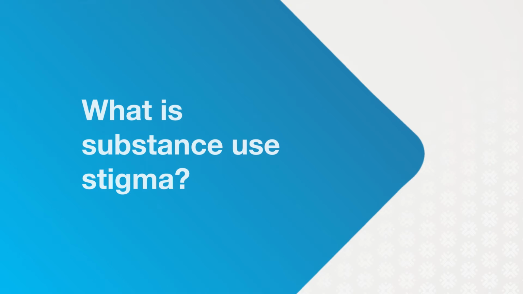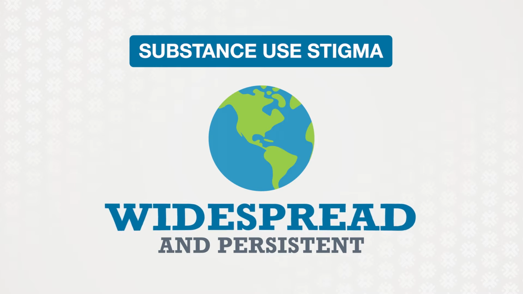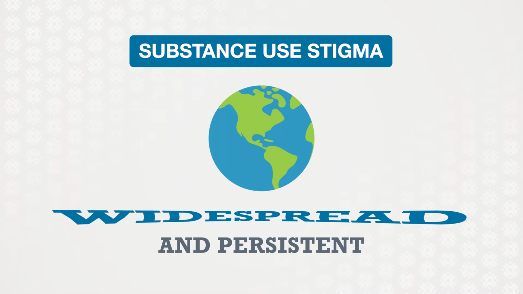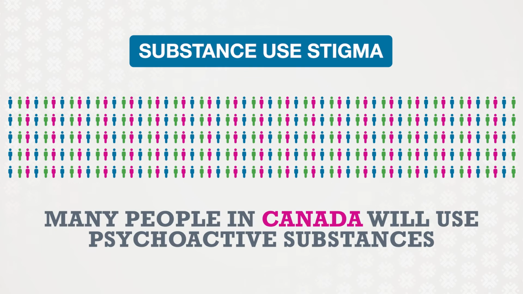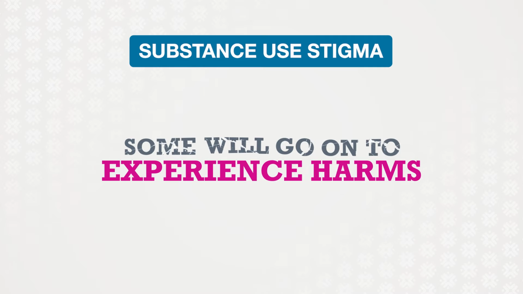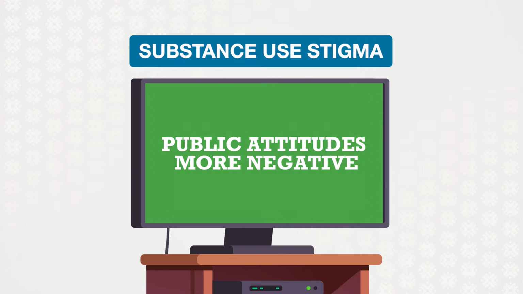People who use substances are highly stigmatized. Substance use stigma is widespread and persistent across Canada and the world. It is a major barrier for people seeking, accessing, and receiving care. Many people in Canada will use psychoactive substances at some point in their lives. Some will go on to experience harms as a result of using these substances. Public attitudes towards people who use substances are more negative than towards people with mental health conditions.